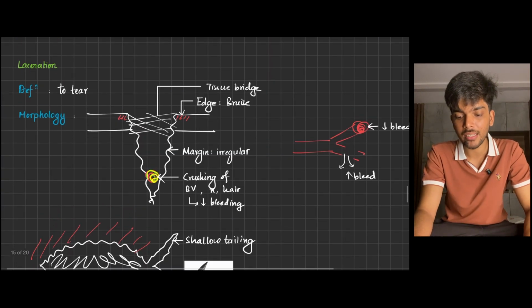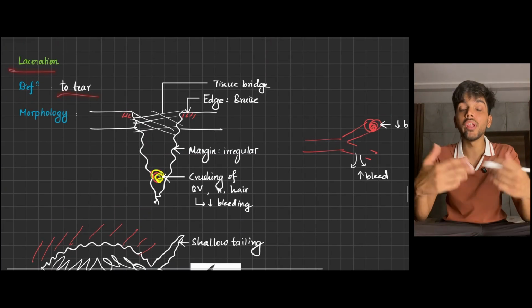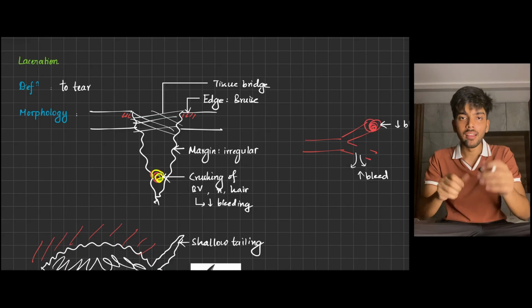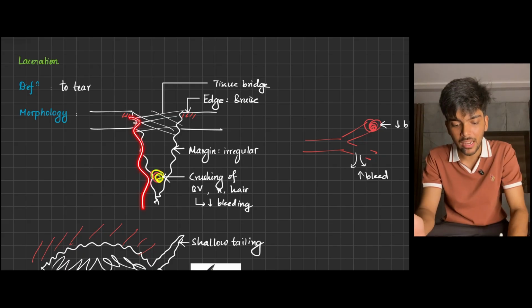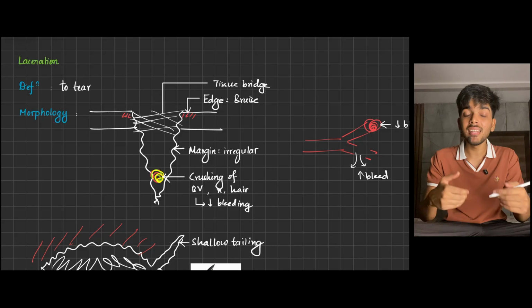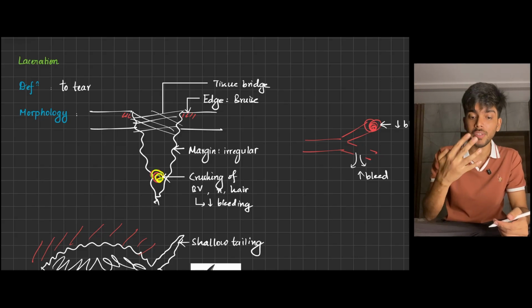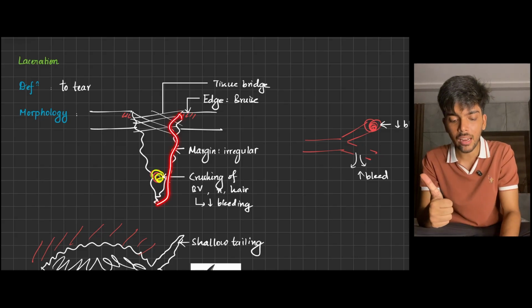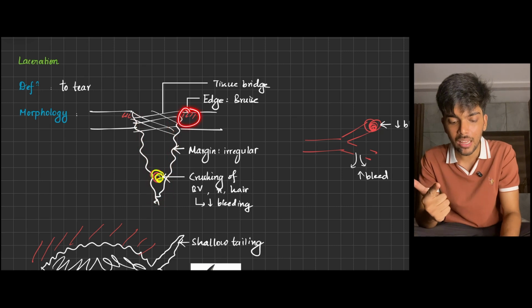Okay, let's revise laceration. Laceration refers to tear. When there is tearing of the skin, there is irregular margin. Laceration is characterized by 4 features. Number 1, the margin is irregular. Number 2, the edges are bruised.